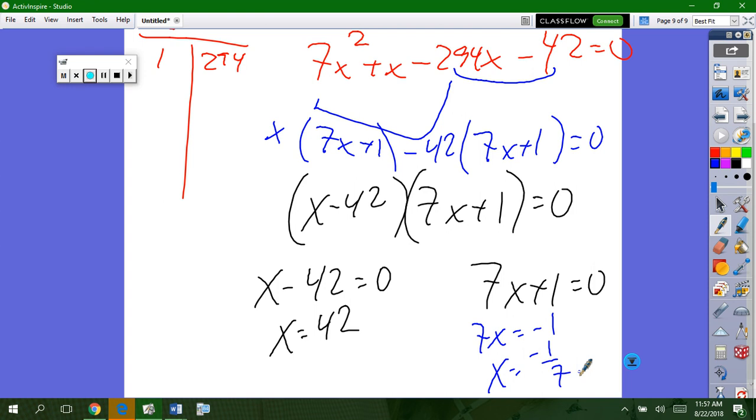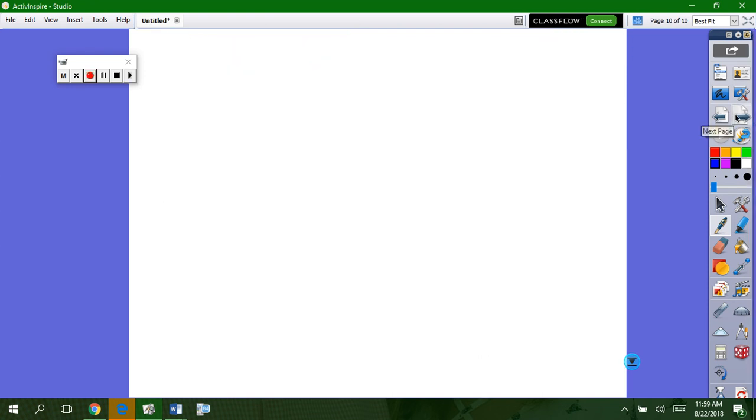Any questions here? Last example. The last thing I'm going to give you is a solution: x is 3, x is -3/2. This time, I give you the solution, and I want you to find a possible equation.